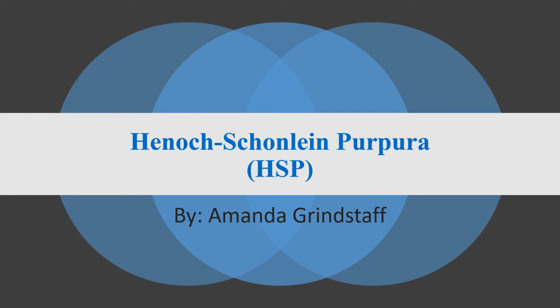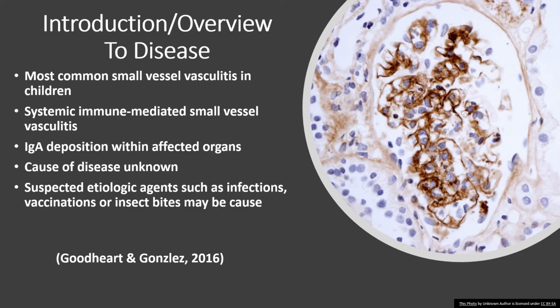Henoch Schonlein Purpura, better known as HSP, by Amanda Grindstaff. Introduction to disease. HSP is the most common form of systemic vasculitis in children. HSP has now been actually referred to as IgA vasculitis. IgA, or immunoglobulin A, is deposited within the affected organs of the child.